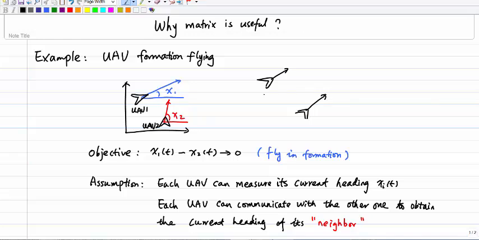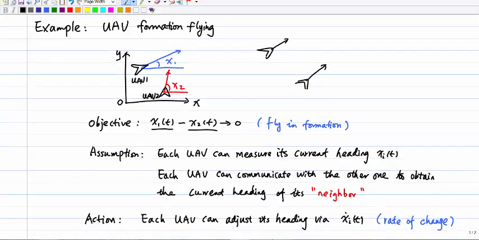If I denote the angle of the first UAV with respect to the x-axis, in this x-y plane, the angle is represented by x1, and the angle of the second UAV's heading with respect to the x-axis is called x2. So the objective is to make sure that x1(t) minus x2(t) goes to 0, which means they will eventually fly in formation, assuming they have the same velocity.